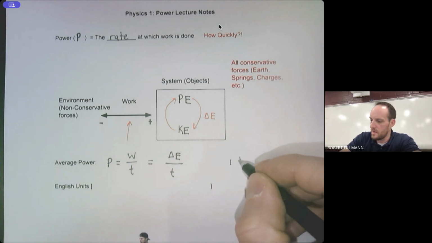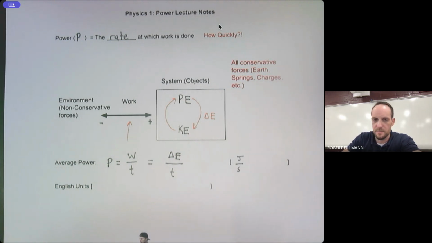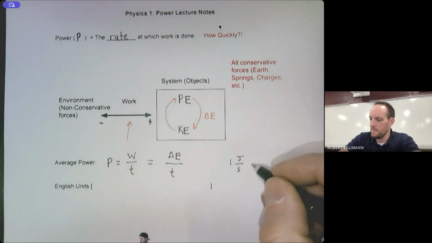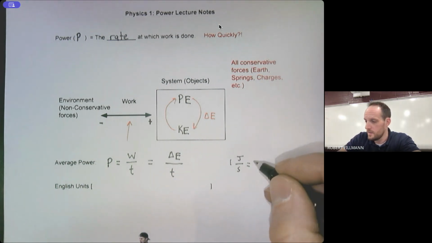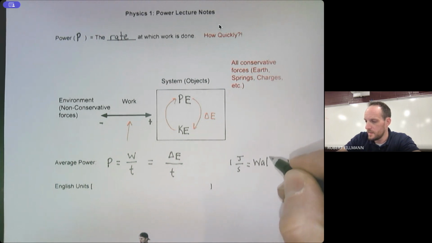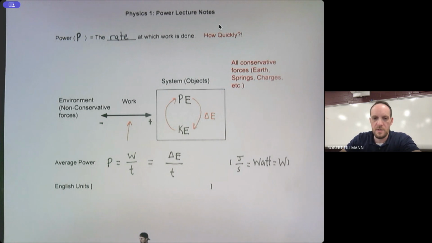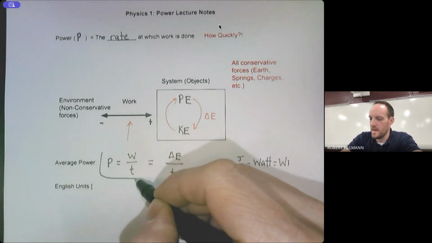So the unit of power is the joule per second. When we give this a name, what do we call it? It is called the watt. And we abbreviate that with a capital W. So a watt is a joule per second. It is the metric SI unit for power.